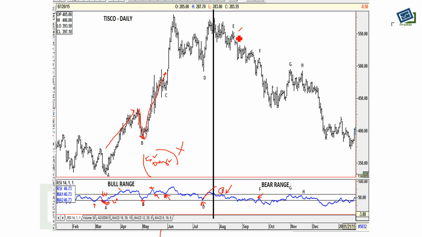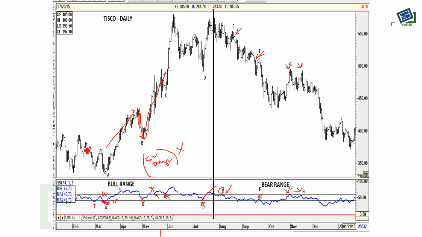Now just correlate the points on the charts. You'll get a fair idea of what I am talking about. Again on point G and point H, now just see the transition from the bear phase to bull phase, right? Bull phase to bear phase.